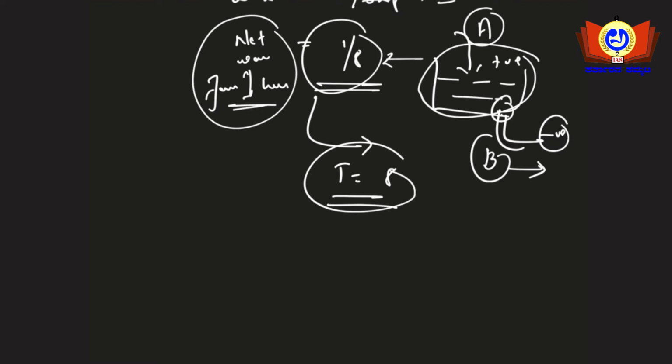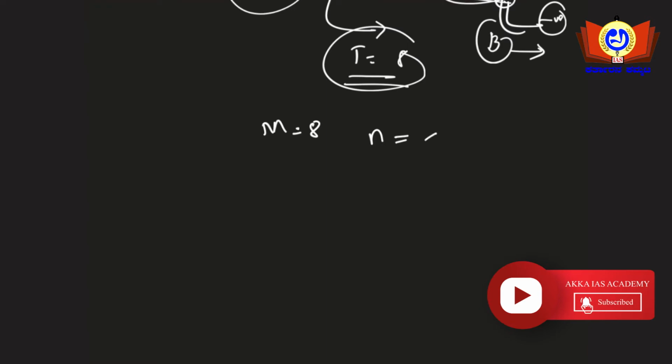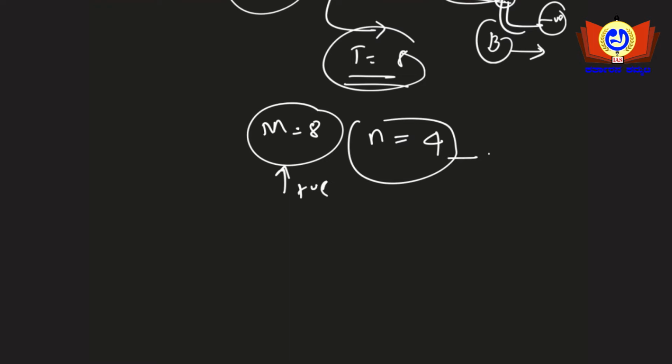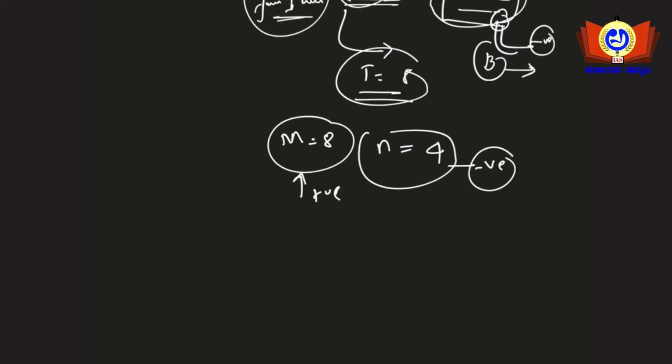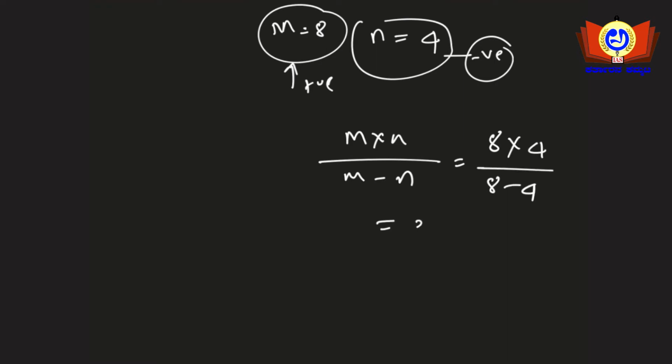Okay, this is very much easy here. So when you solve it in the formula method, M will be 8 here and N will be 4 here. This is positive work and this is negative work. So what is the formula? M into N by M minus N. Similarly, 8 into 4 divided by 8 minus 4, that will be 32 divided by 4, that will be 8 here. In both methods I have solved the problem here.